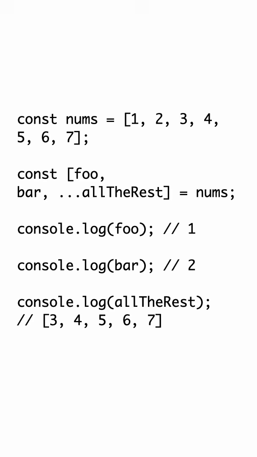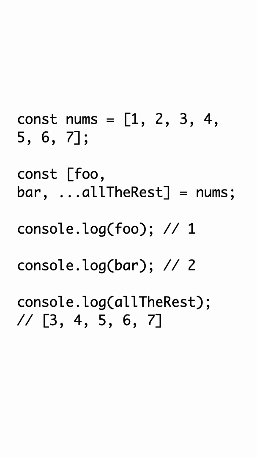Here, the first two values, foo and bar, are assigned normally. All the rest gathers everything left over and becomes a new array. Only one REST element is allowed, and it must come last.